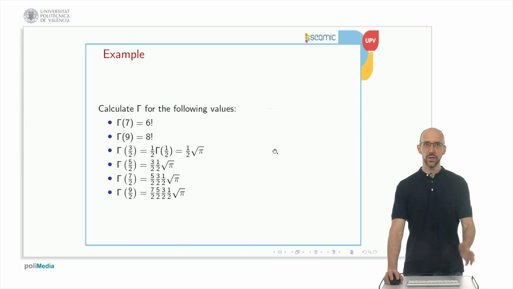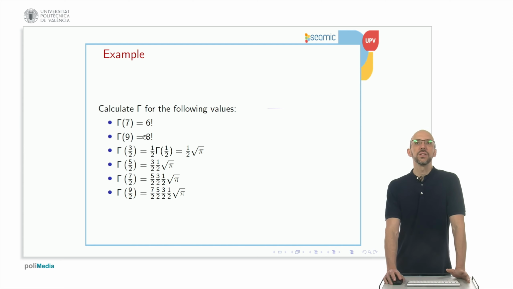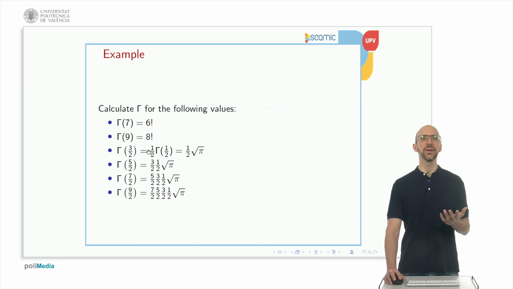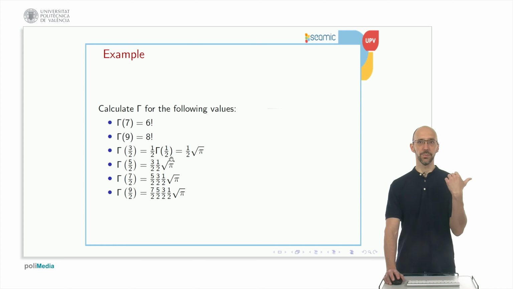Recall, gamma of 7 is going to be 6 factorial. This is piece of cake because 7 is a natural number. Gamma of 9, 8 factorial. Gamma of 3/2, be careful, this is new. Gamma of 3/2 is 3/2 minus 1, which is 1/2, times gamma of the same number, gamma of 1/2. As the previous property told us, that is square root of pi. So gamma of 3/2 is 1/2 square root of pi.